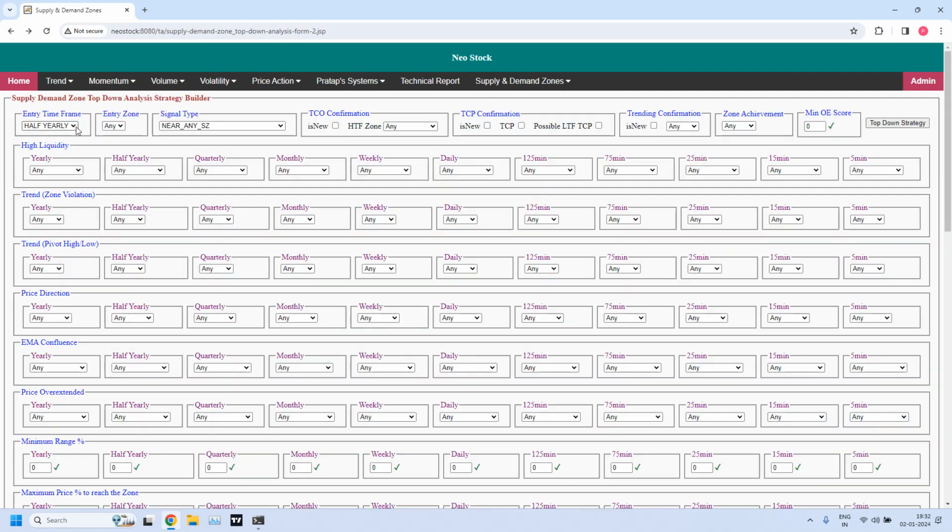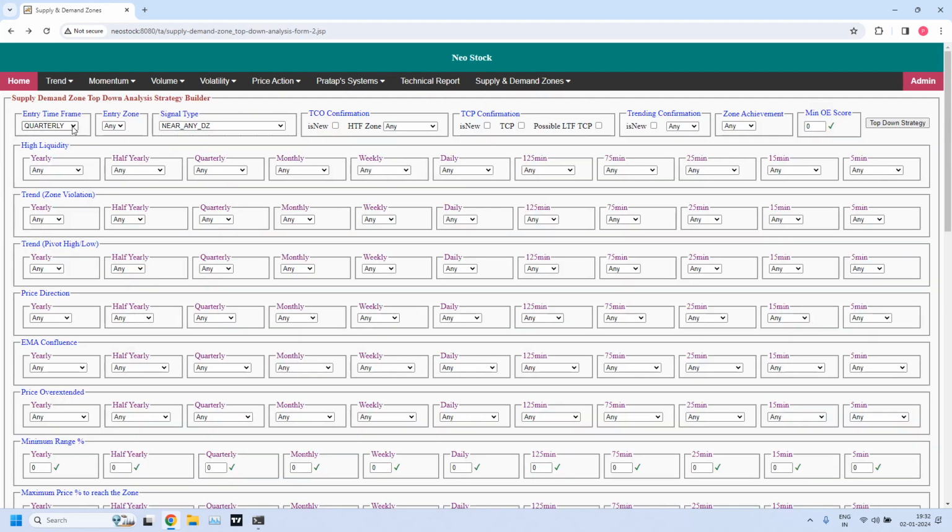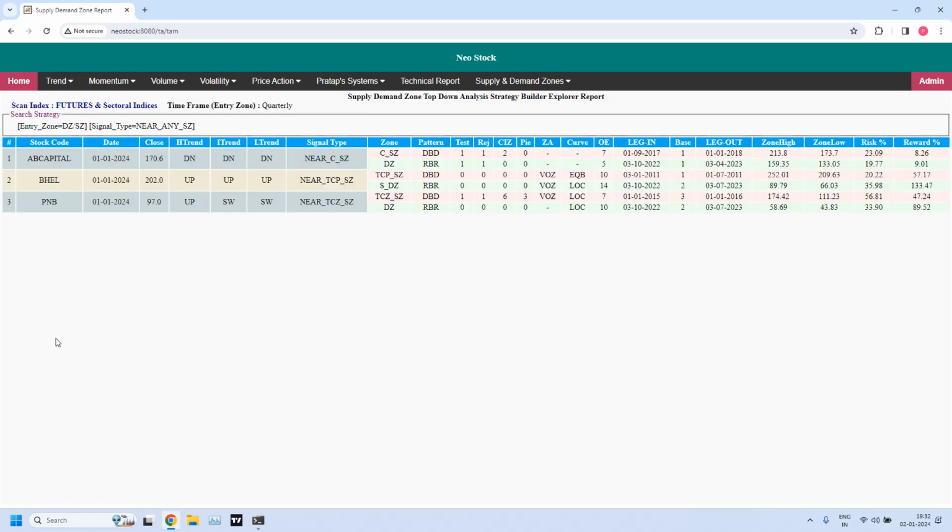So let's go back. Next, for quarterly time frame, let us find the stocks near quarterly demand zone. No stocks are there. And quarterly time frame, let us find the stocks near quarterly supply zone. So 3 stocks are identified.